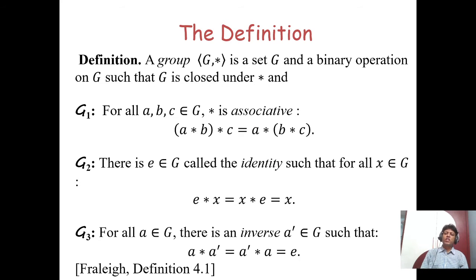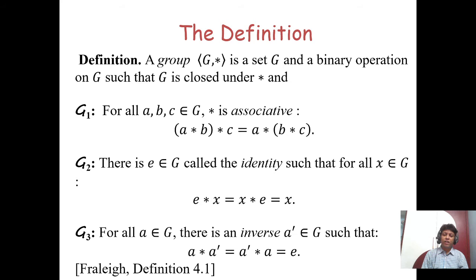So let's come to the definition of group. A group (G, star), or you can say circle, is a non-empty set G with a binary operation on G such that G is closed under star. And the first property, G1: for all a, b, c belonging to G, the operation is associative. That is the first property, circle is associative.